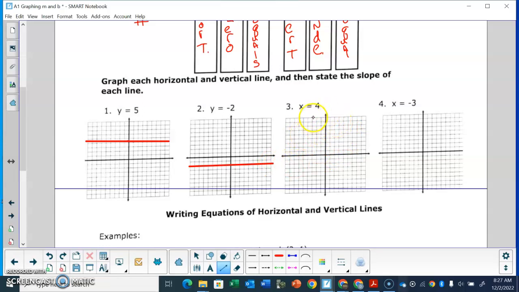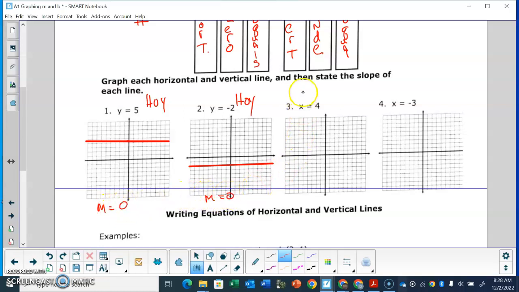Okay, now we have x equals 4. Okay, so the first two were HOI. All right, so that's HOI. This one's also HOI. So the slope of the line is 0. So m, which means slope, is equal to 0. M is equal to 0.